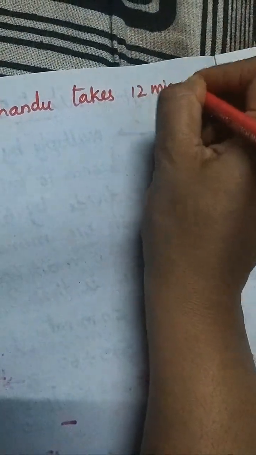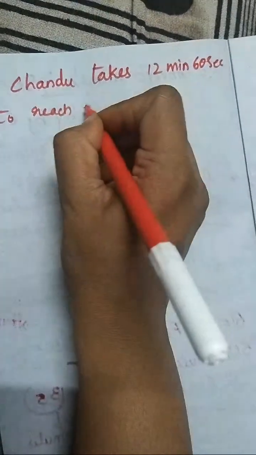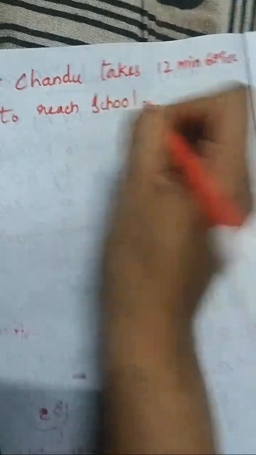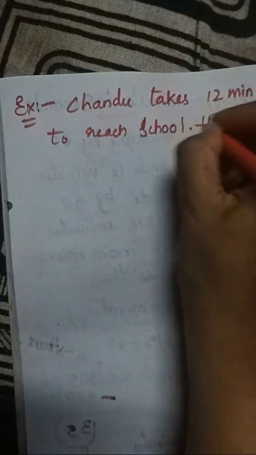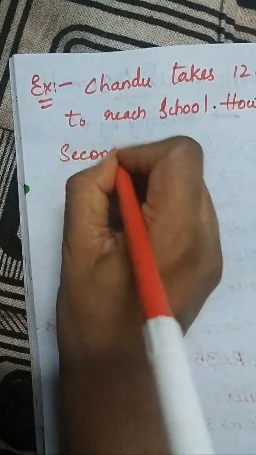Another example I am going to show, a simple example, so that you can do problems easily from the textbook. Chandu takes 12 minutes 60 seconds to reach school. How many seconds is that? How many seconds? We have to convert and find in seconds.